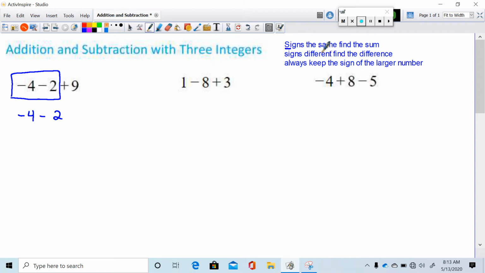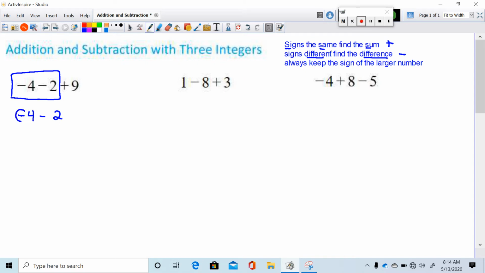If the signs are the same, find the sum. So that means you add them. If the signs are different, find the difference. That means you subtract. And always keep the sign of the larger number.